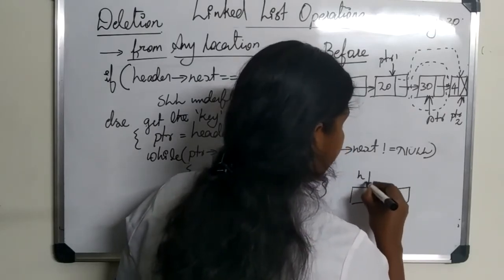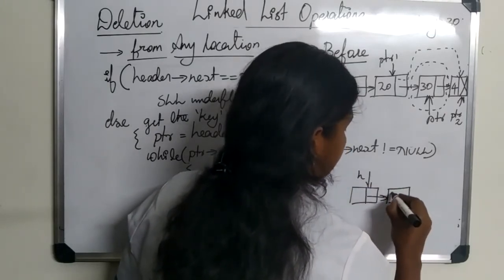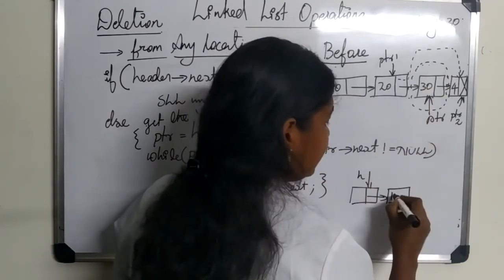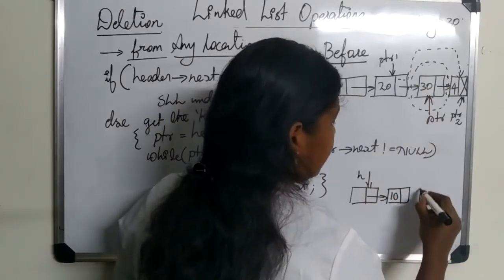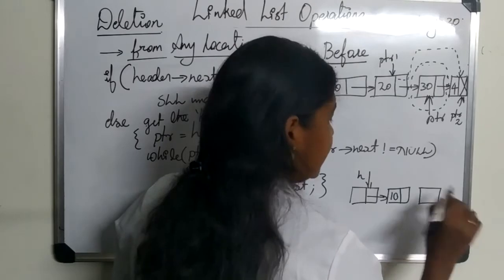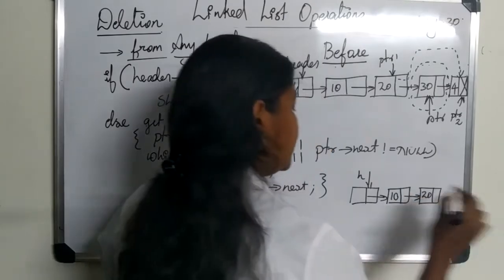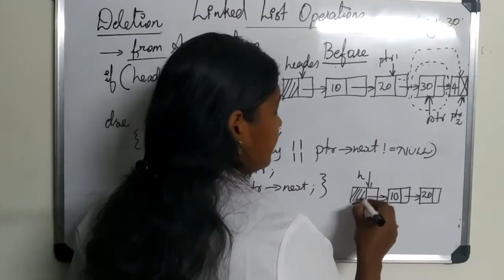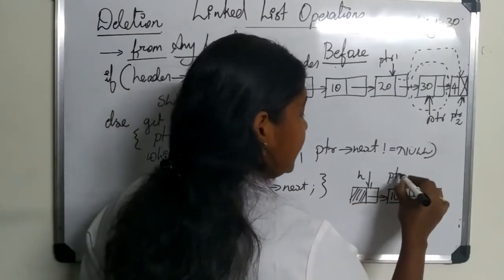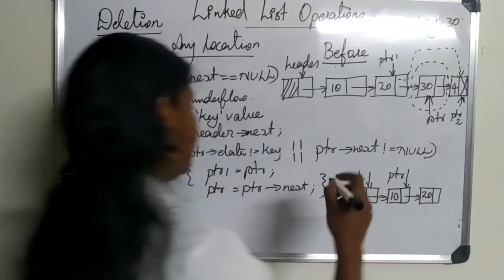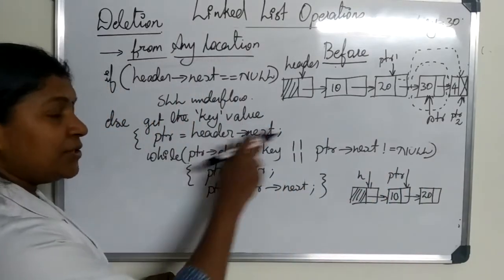So this is our header. This is how I'm redrawing this diagram. 10, 20. So let it be there right now, then we'll complete it later. So first we are making a pointer ptr to point to this node. So how is it implemented? ptr is equal to header dot next.